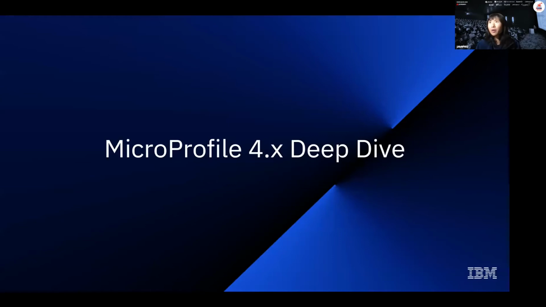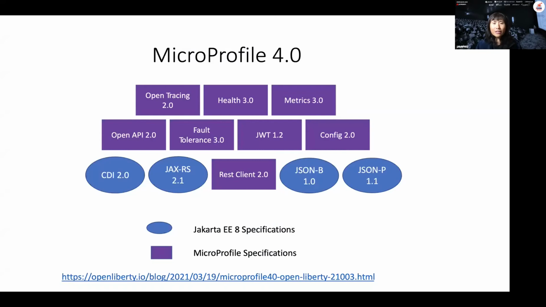In the next few slides, I will go deeper into the MicroProfile releases. Let's look at 4.0 first. In 4.0, as I mentioned, these are all Jakarta EE 8 specifications. Jakarta EE 8 is exactly the same as Java EE 8, with the exception of the Maven coordinates being different, but all the other functionality and namespaces are the same.